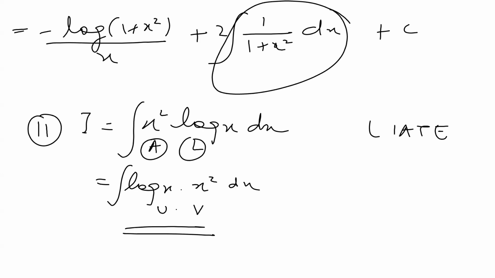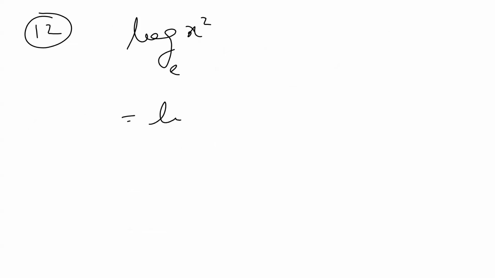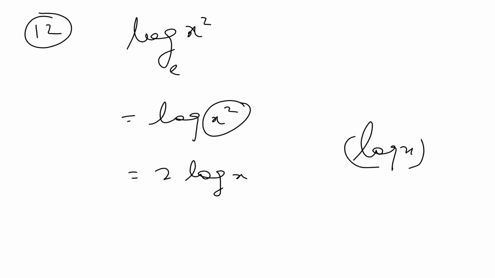Question number 12. Okay, so one thing I would like to clarify, log x square to the base e is nothing but log x square. It is understood that the base is e, its natural log. So this will be 2 log x. Value raised to power goes ahead. If it is like this, then this 2 cannot go ahead. Okay, if the log has a power, that power does not go ahead.